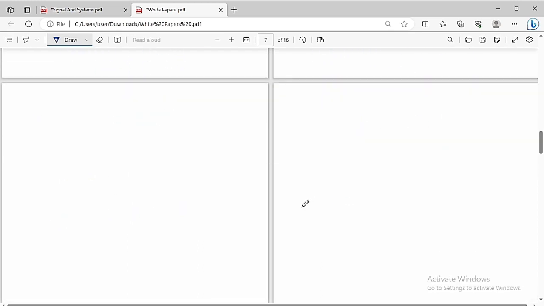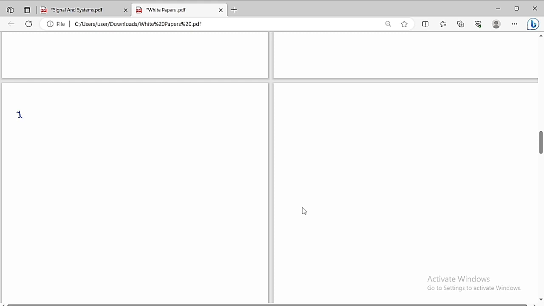Just now I discussed: suppose x(n) is a finite duration signal, and it is present only for n less than or equal to 0, that is, n lies from 0 to minus n0, where n0 is a positive value. Then what is the ROC? The ROC is the entire z-plane except z equal to infinity.